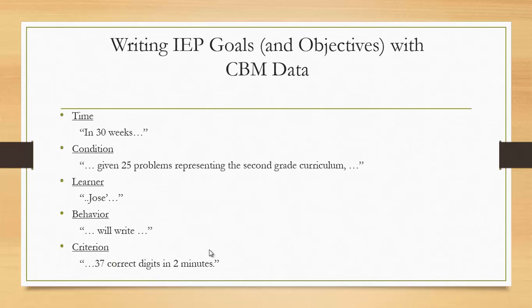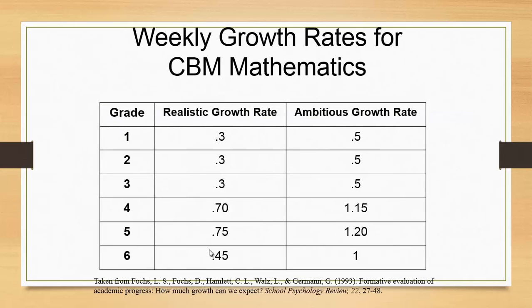So this might be how an IEP goal looks using CBM data. In 30 weeks, given 25 problems representing the second grade curriculum, which a CBM is always representative of that grade level curriculum, Jose will write 37 correct digits in 2 minutes. So we're using the parameters of that test, which it takes 2 minutes to administer a writing CBM, and we're saying that they're going to get 37 correct digits, whereas perhaps in the beginning of the year they were only writing 28 correct digits in a minute.